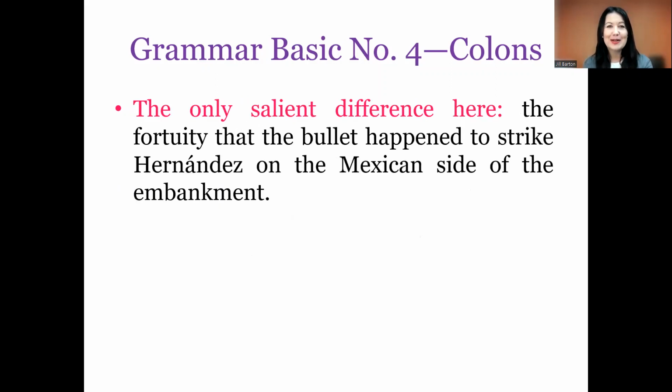Here is an example from Justice Ginsburg where what precedes and what follows the colon both are not complete clauses. She writes, "The only salient difference here: the fortuity that the bullet happened to strike Hernandez on the Mexican side of the embankment." So here you can see that she's really creating some emphasis on either side of the colon, but neither what precedes nor what follows the colon is a complete clause with a main subject and main verb. So while the traditional rule is that the first part of a sentence before a colon should be a main clause, the justices sometimes break this rule.